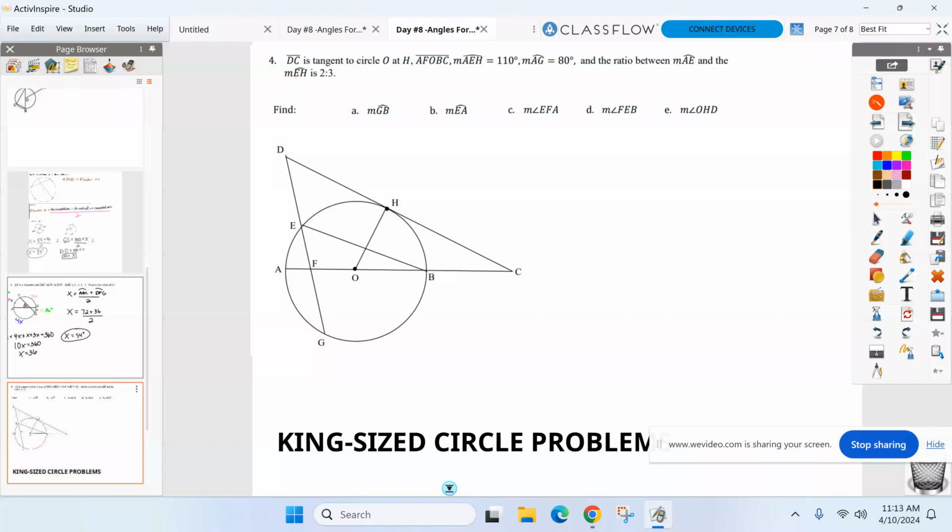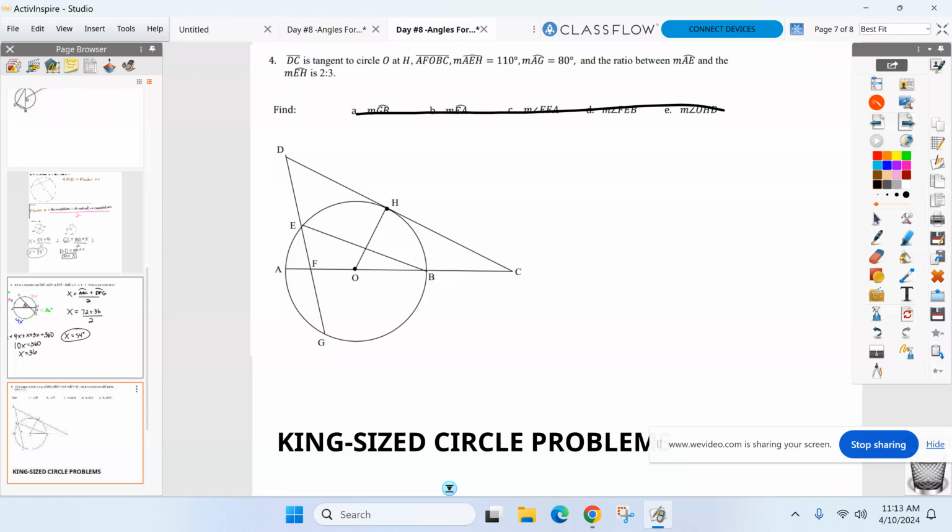This is going to sound strange when I say this, but believe in me. Do not look at what I need you to solve. I don't care how many letters there are. Don't cross this out on yours. If you want ultimate success on these king-size circle problems, the first thing you do for me is find all the arc measures first. But it's not being asked. It doesn't matter. I'm telling you, watch what happens.